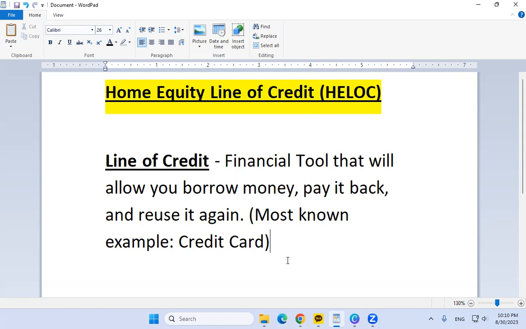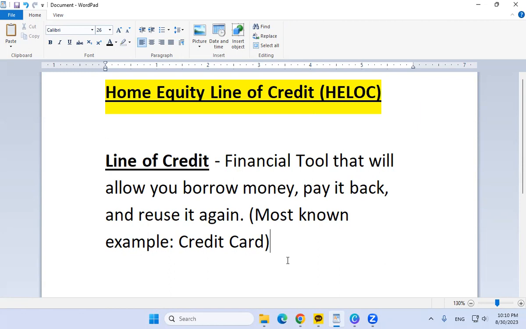A line of credit is a financial tool that will allow you to borrow money, pay it back, and reuse it again just as long as you have an available balance in the tool, right? The most well-known example is a credit card, because let's say I spend $5,000 today, I pay back the $5,000, then I can reuse it again. That's a line of credit.